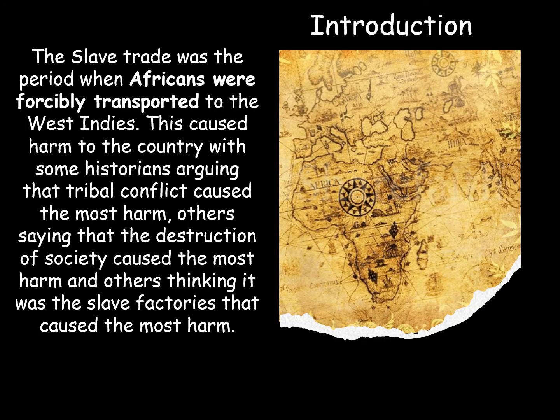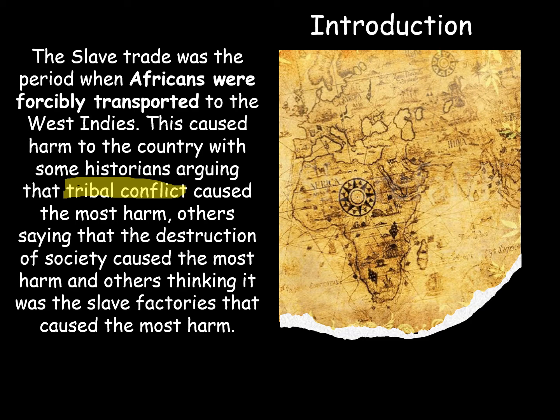So to help you out with this, I have given you an introduction, which you can just copy. So you can pause the video and copy this introduction. And you would say something like, the slave trade was the period when Africans were forcibly transported to the West Indies. This caused harm to the country, with some historians arguing that tribal conflict. So if we just highlight, these are going to be what our paragraphs are going to be about. So tribal conflicts, our very first paragraph, caused the most harm.